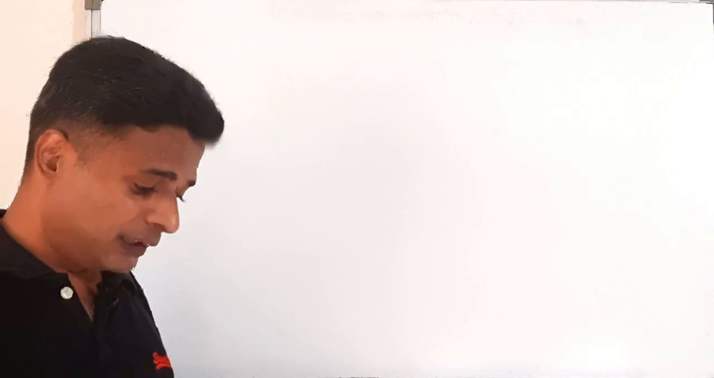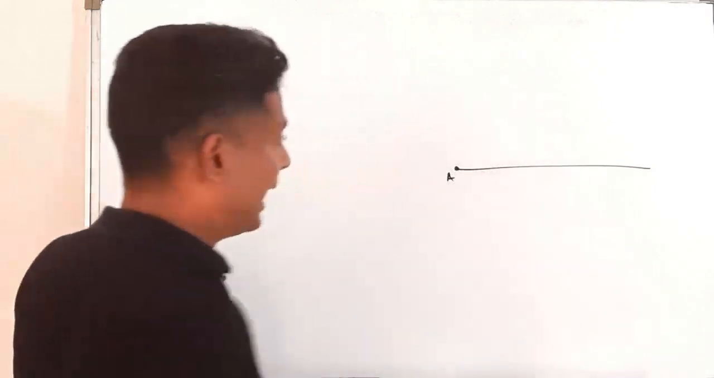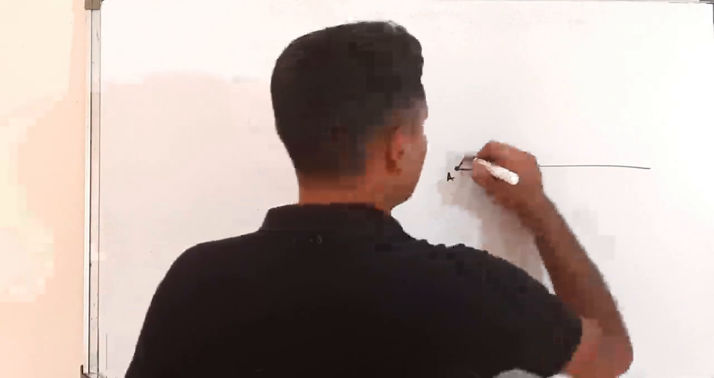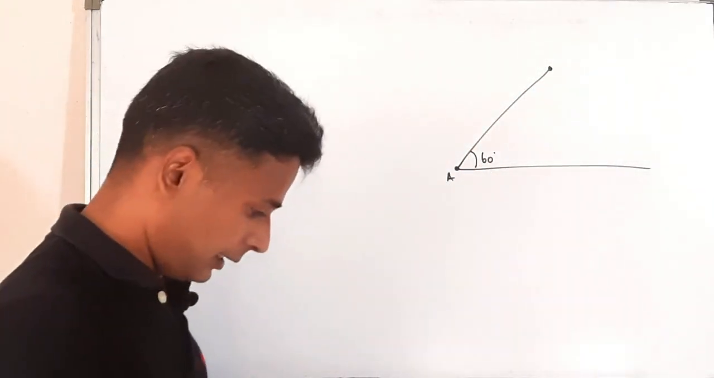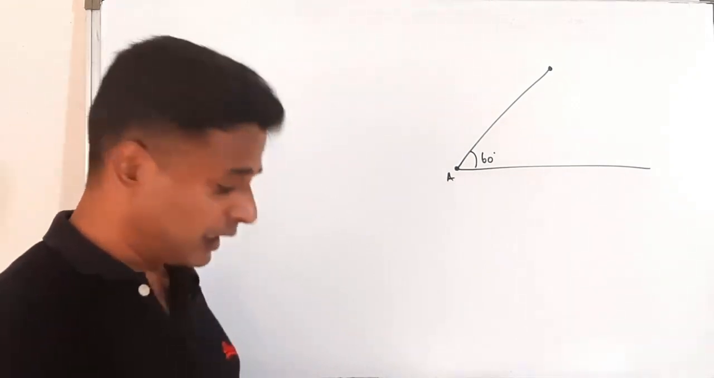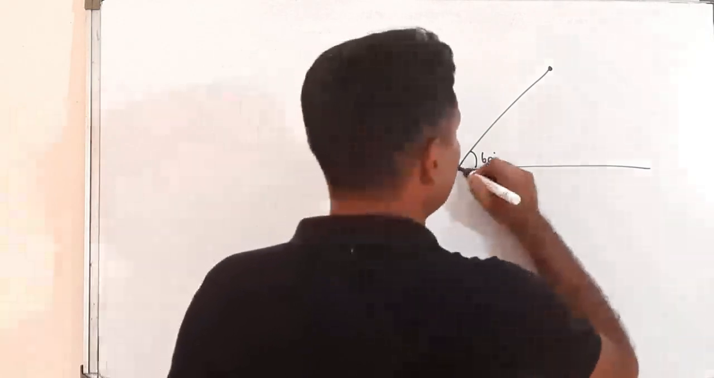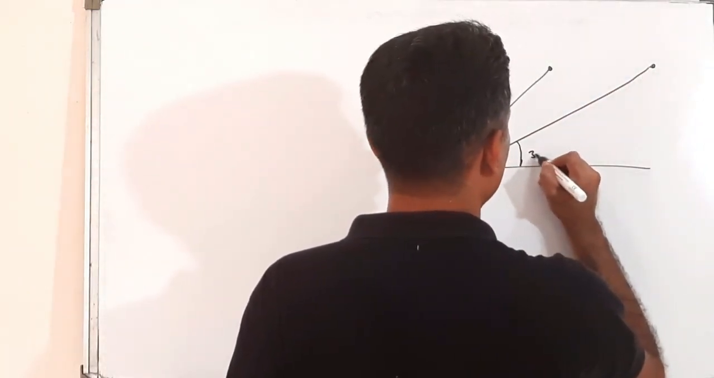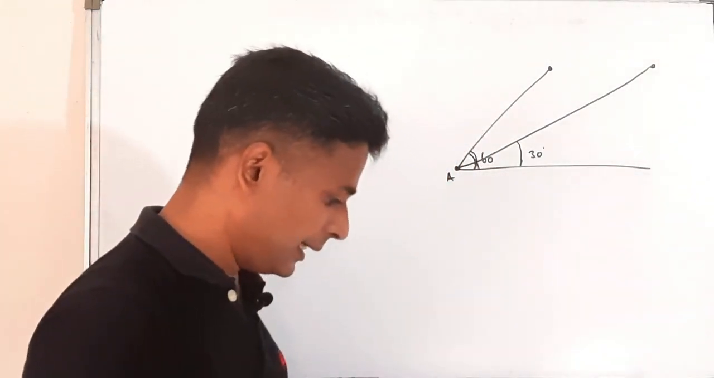The angle of elevation of an aeroplane from a point A on the ground, so there is ground, let this be point A. The angle of elevation of an aeroplane is 60 degrees. So let's say the aeroplane is here, this will be 60 degrees. After a flight of 30 seconds, the angle of elevation changes to 30 degrees. So after 30 seconds, it changes to 30, which means it is moving away. This whole angle is 60, this is 30.